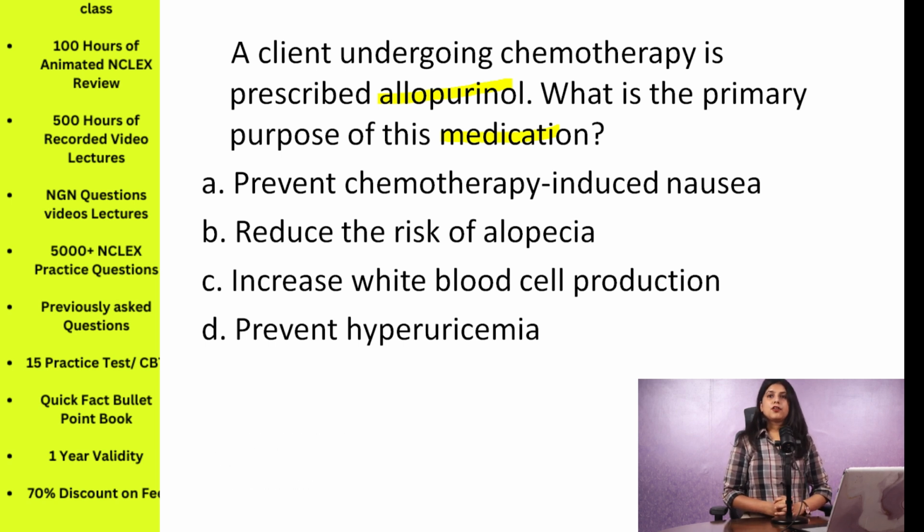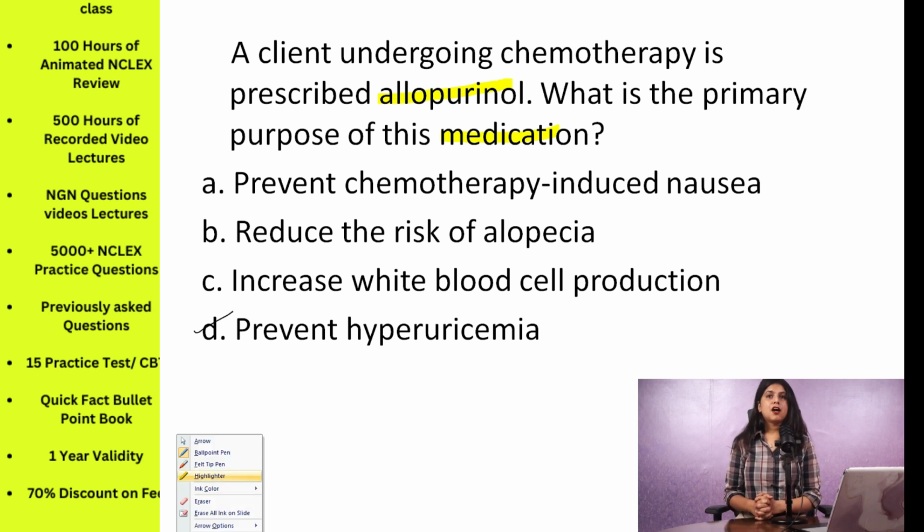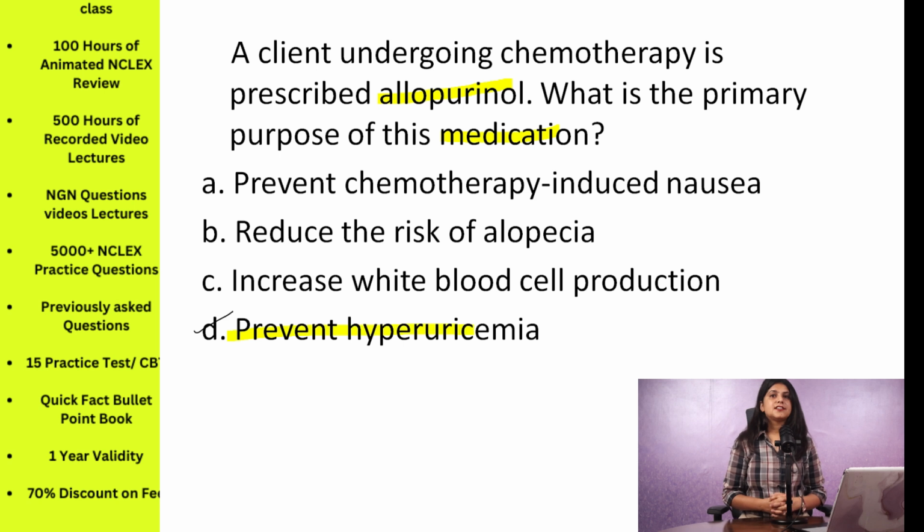Rationale: Allopurinol decreases uric acid production and helps prevent hyperuricemia, which occurs due to the massive cell destruction during chemotherapy. It is not used to prevent nausea, alopecia, or bone marrow suppression.